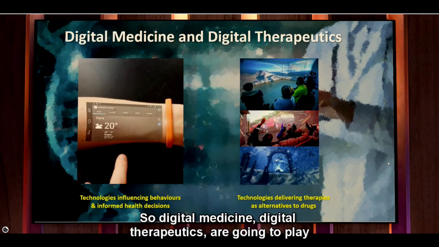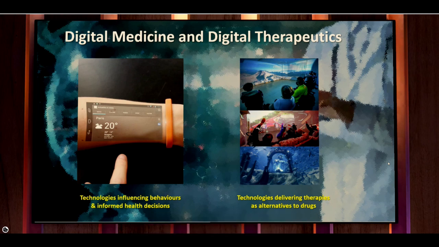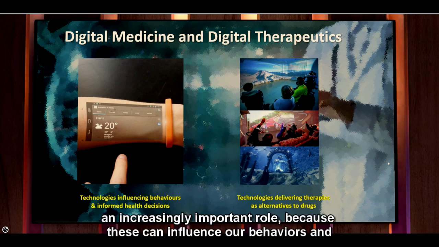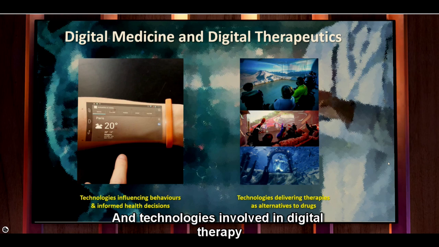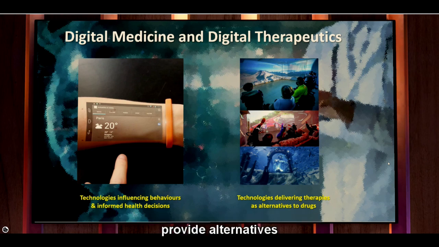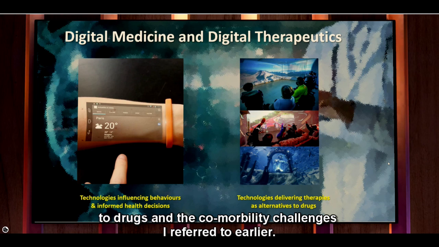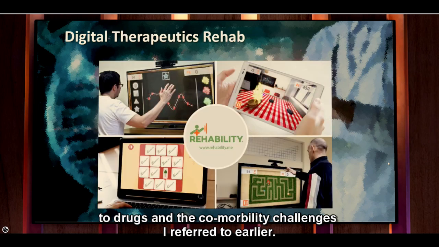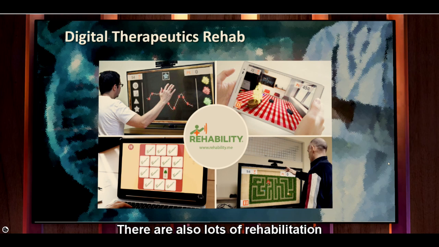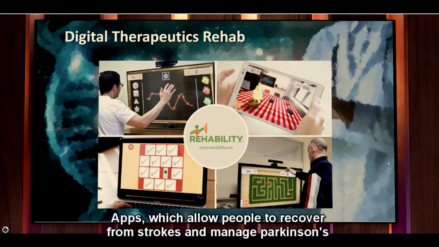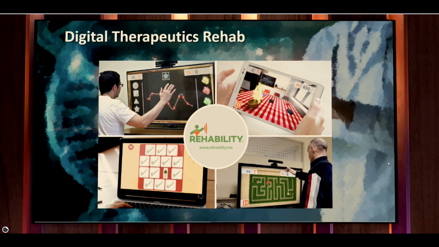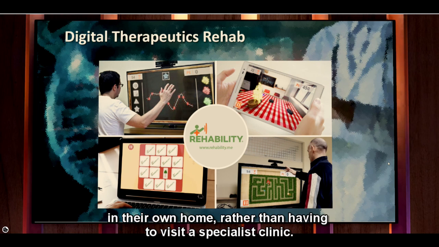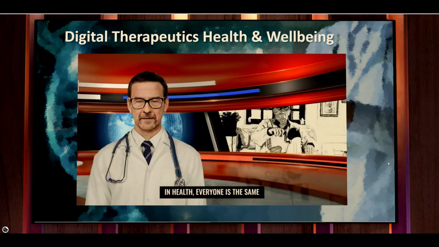So digital medicine and digital therapeutics are going to play an increasingly important role, because these can influence our behaviours and help us to make informed health decisions. And the technologies involved in digital therapy provide alternatives to drugs and the comorbidity challenges I referred to earlier. There are also lots of rehabilitation apps which allow people to recover from strokes, manage Parkinson's disease, and a lot of other not only physical but cognitive problems in their own home, rather than having to visit a specialist clinic.